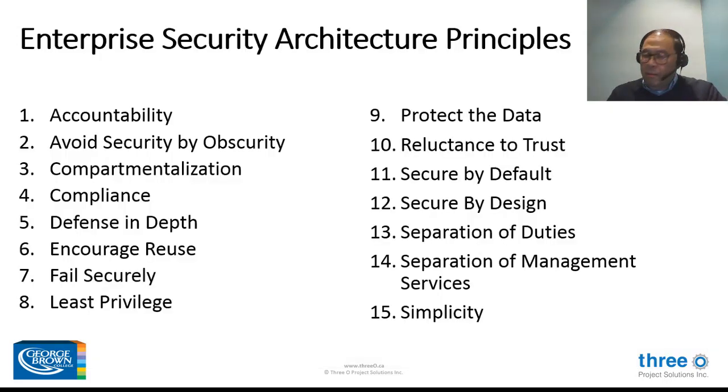There are areas such as accountability, avoid security by obscurity, compartmentalization, compliance, defense in depth, encourage reuse, fail securely, least privilege, protect the data, reluctance to trust, secure by design, secure by default, separation of duties, separation of management services, and simplicity. Some of these we talked about already. Remember number 8, least privilege? We talked about that in the first lesson. We talked about separation of duties and separation of management services. Defense in depth is like layers of defense, so we talked about that a little bit.